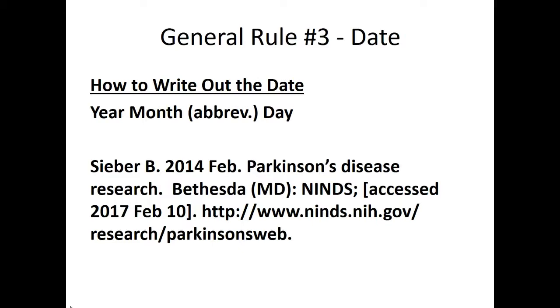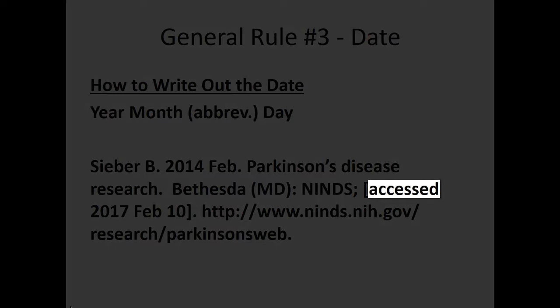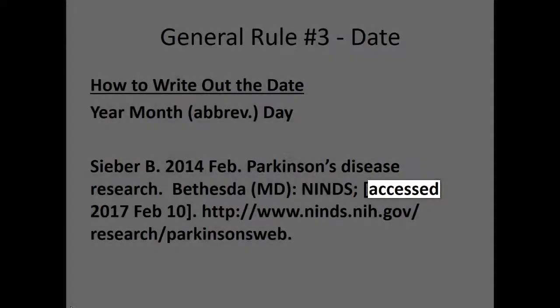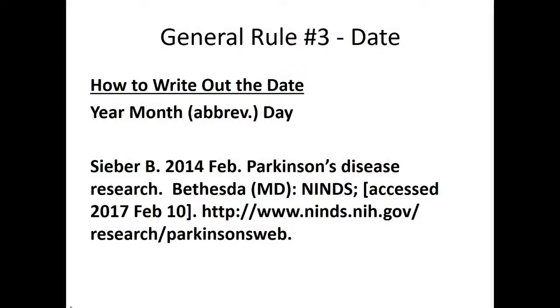In CSE, you also include the year, month, day that you viewed the website, which can be seen in this example as the access date. The website was viewed on February 10, 2017. Unlike websites, when citing books and journal articles, you only use the year of the publication.